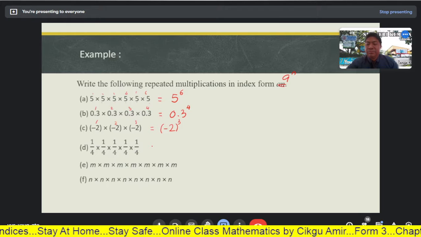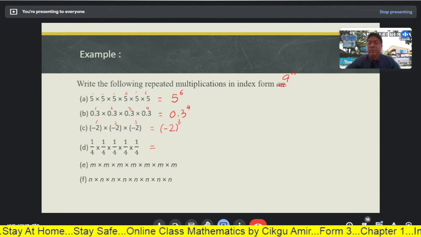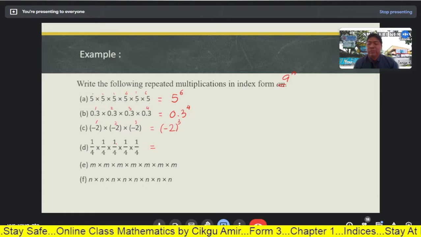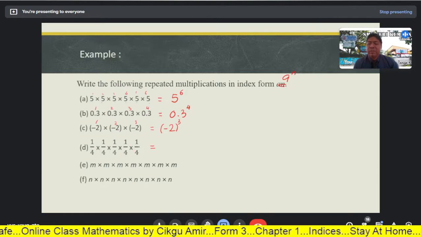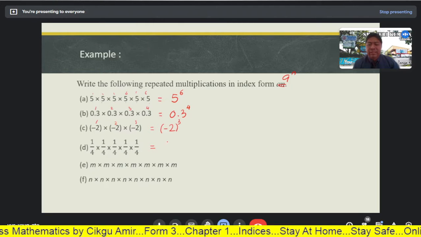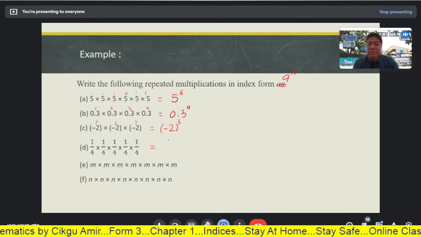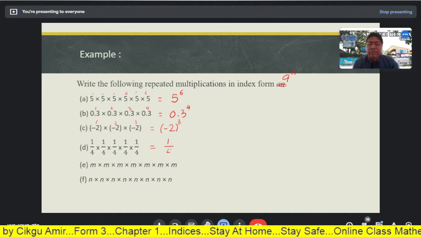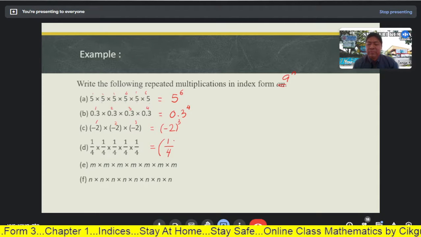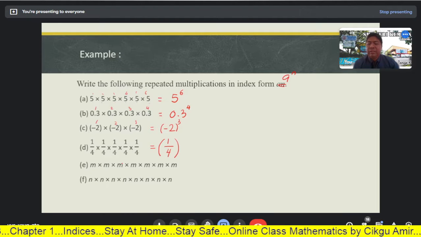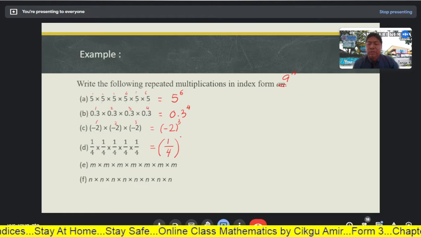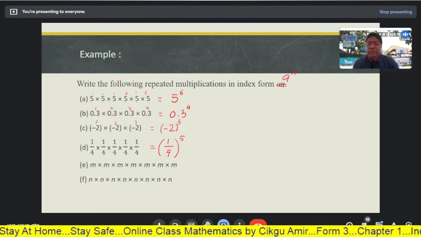The fourth one. We have 1 over 4 multiply with 1 over 4 multiply with 1 over 4 multiply with 1 over 4 multiply with 1 over 4. The base here is 1 over 4. So the index, I put a bracket, 1, 2, 3, 4, 5. So (1 over 4) to the power of 5.